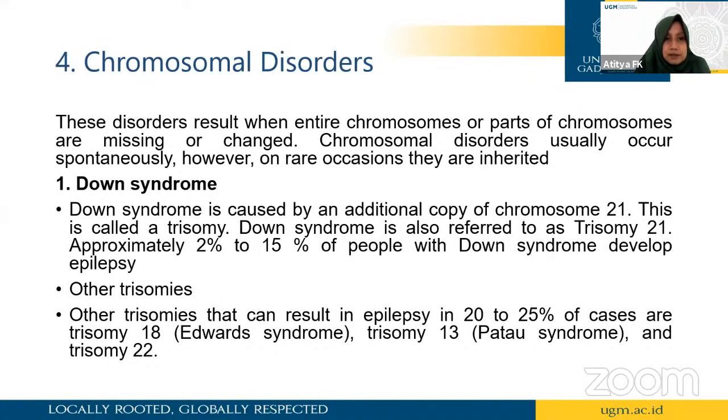Kemudian chromosomal disorder, yaitu kelainan kromosom yang bisa karena ada yang hilang atau berubah, dan salah satu gejalanya adalah kejang. Contohnya yang pertama adalah Down syndrome. Down syndrome itu adalah ada tambahan dari kromosom 21 yang sering kita sebut sebagai trisomi 21. Sekitar 2% sampai 15% pasien dengan Down syndrome akan mengalami epilepsi. Kemudian trisomi yang lain yang berhubungan dengan epilepsi yaitu trisomi 18 dan trisomi 13 serta trisomi 22.